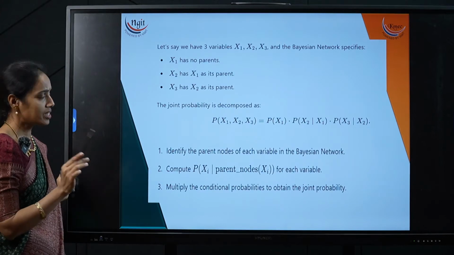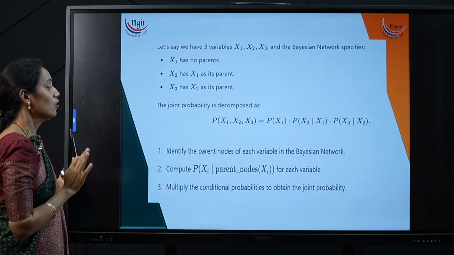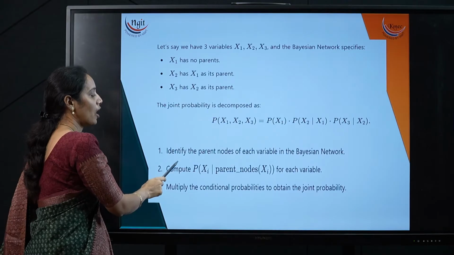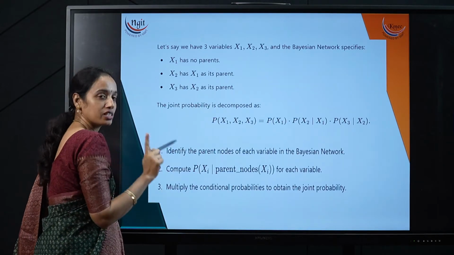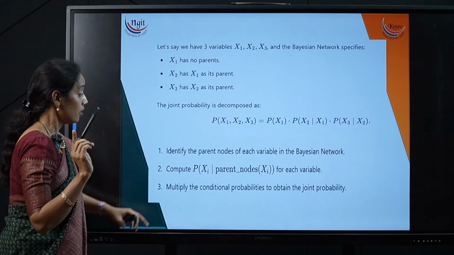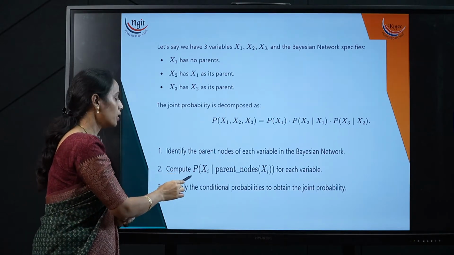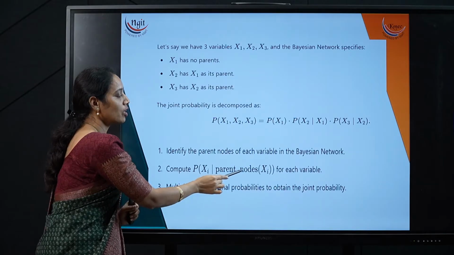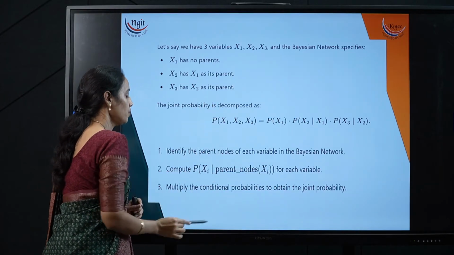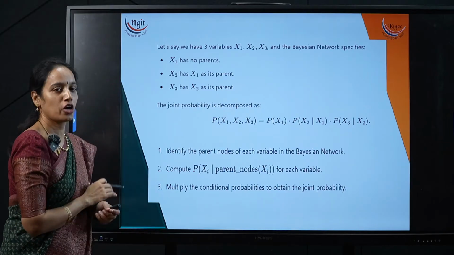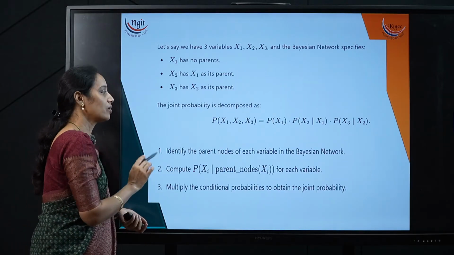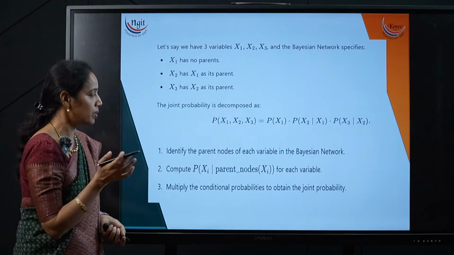Whenever we are constructing a Bayesian belief network, the very first point is to identify the parent nodes of each variable in the network. Then we compute the probability of xi given the parent nodes for each variable, and then we multiply the conditional probabilities to obtain the joint probability. So these three points are important when we are constructing a Bayesian belief network.